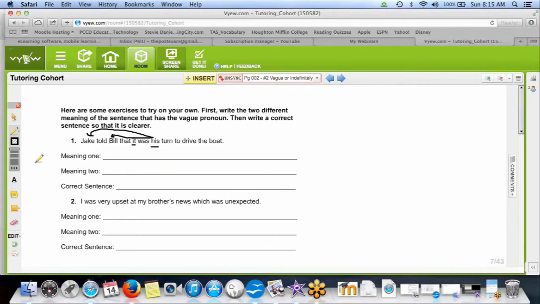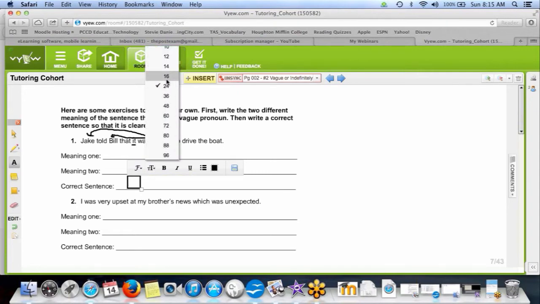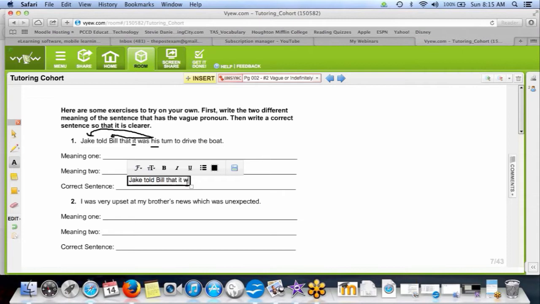Well, our correct sentence is what? Let's put this here. Make the text a little bit smaller. So we could say Jake told Bill, that it was Bill's. And this is the most common way that Post is going to fix this.